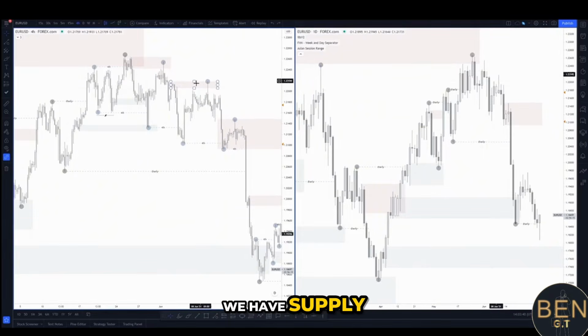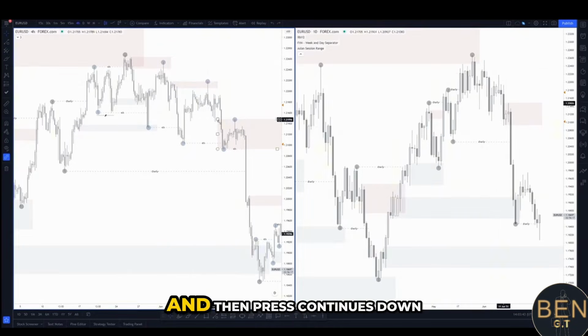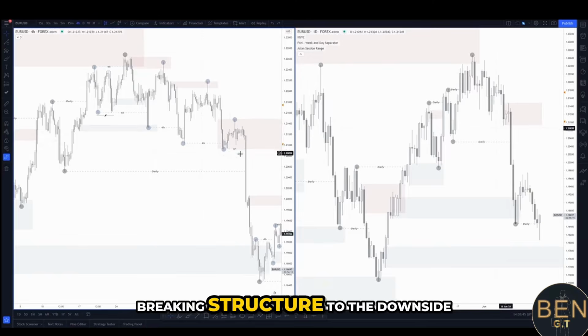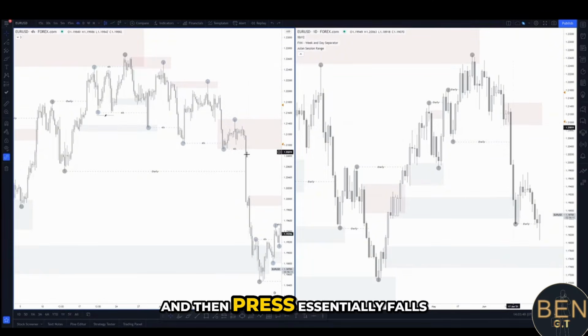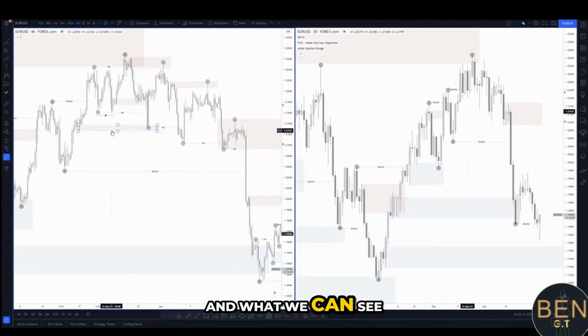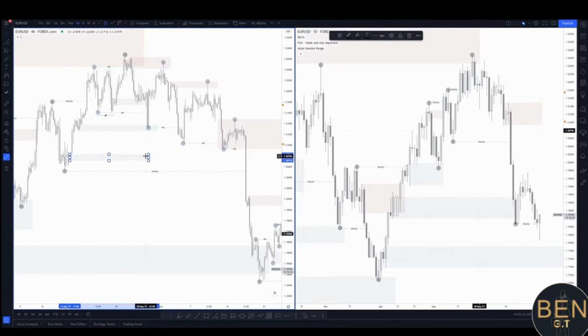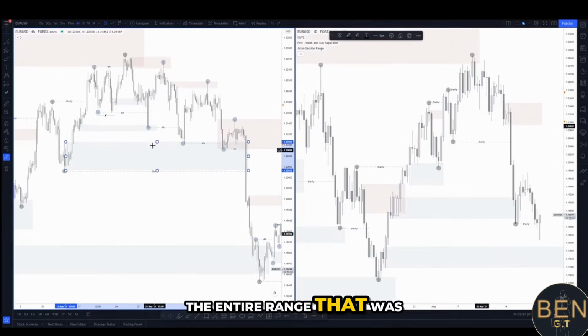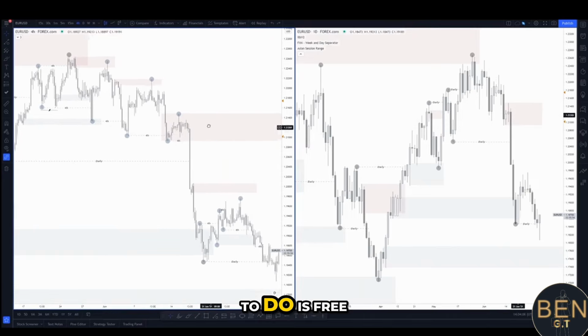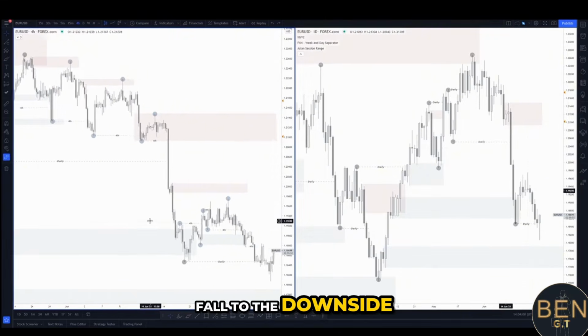What we can see is we have supply. Ultimately, it's respected, and then price continues down, breaking structure to the downside, creating another lower low, and then price essentially falls off the cliff here. And what we can see is we had one last level of demand. And if we just draw it on the entire range that was created, we tapped into it once, we've tapped into it twice. We've basically absorbed all of the demand that's sitting at this level. And what that allows price to do is free fall to the downside.